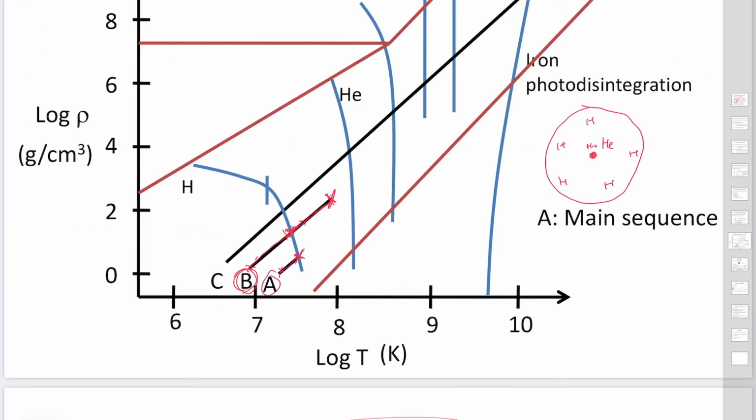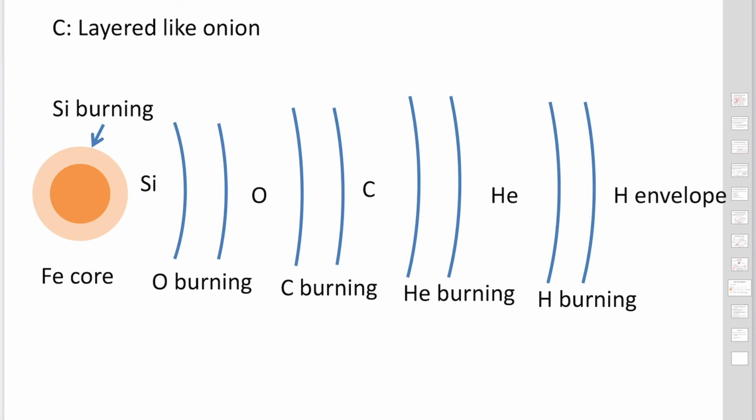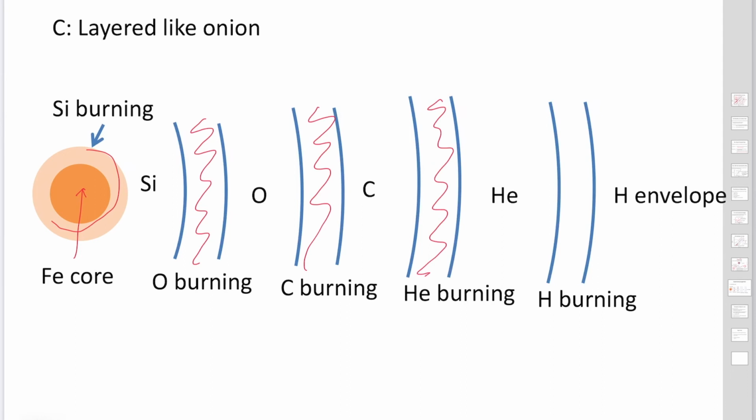The last one is C, the structure of the star at this stage. At the center, we have an iron core. This is the iron core, and the silicon burning shell, and the oxygen burning shell, and the carbon burning shell. In a number of shells, different elements are burning: the hydrogen burning shell, helium burning shell, carbon burning shell, oxygen burning shell, and the silicon burning shell. It's like layers, like an onion.